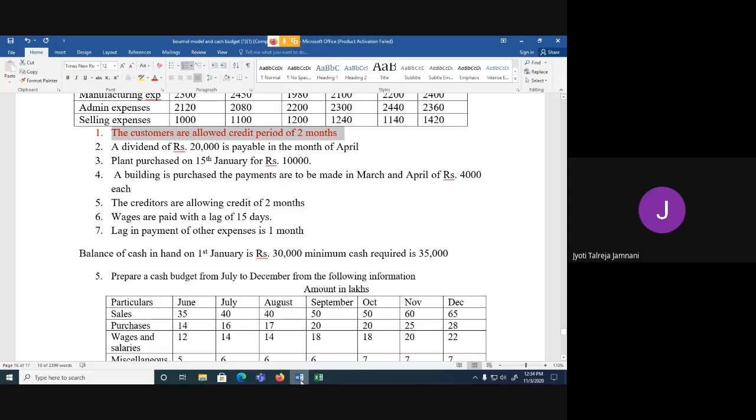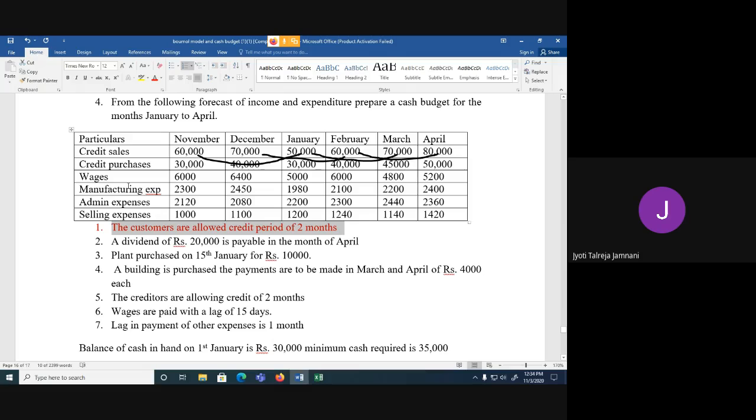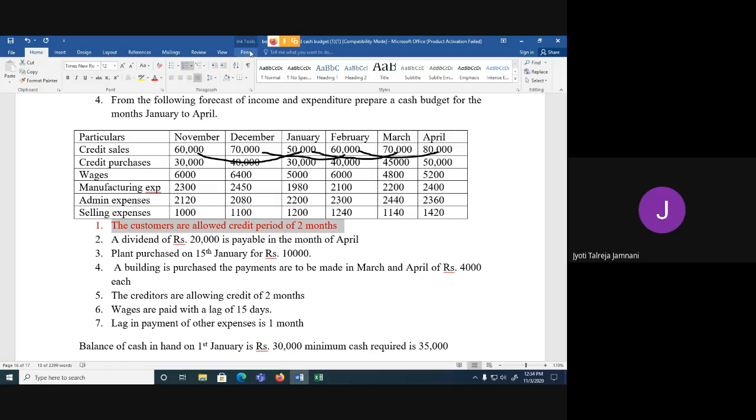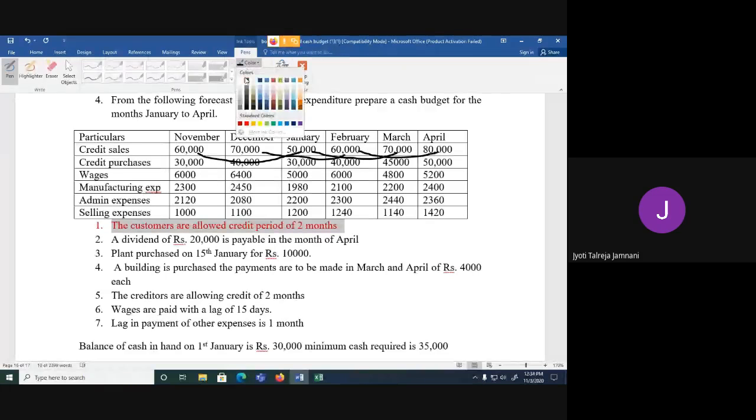The creditors are allowing credit of 2 months. So creditors we basically mean the purchases. So whatever you have purchased you can pay after 2 months. They are giving you credit of 2 months. So how it will work we'll see. So what you have purchased in November, you can pay it after 2 months. So November, December you leave and you can pay it in January.